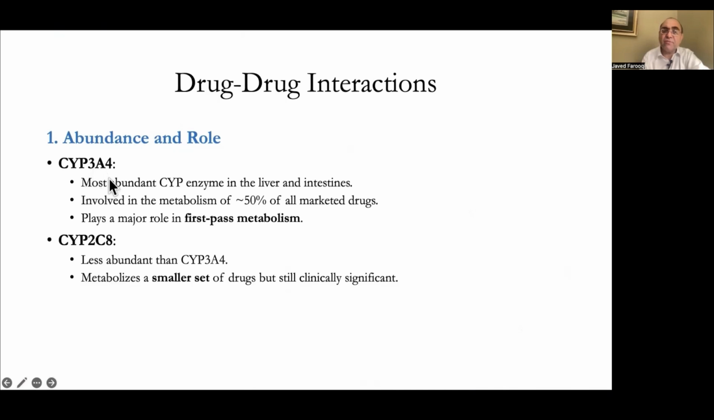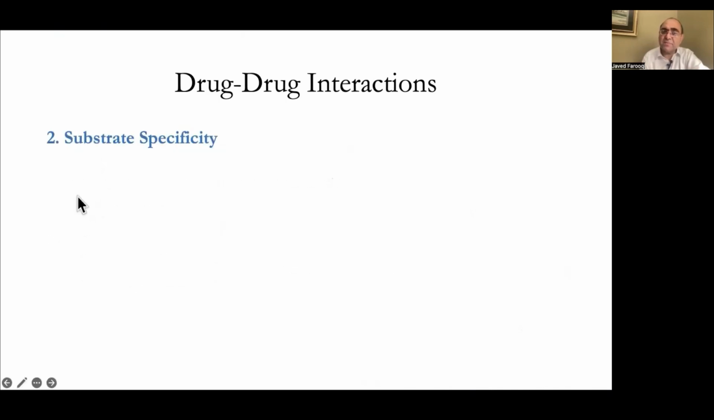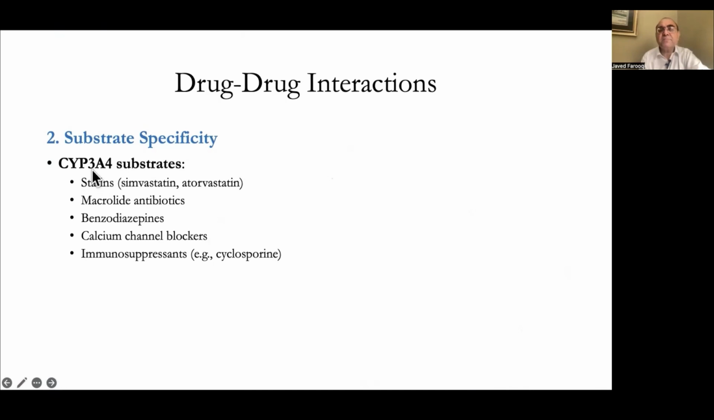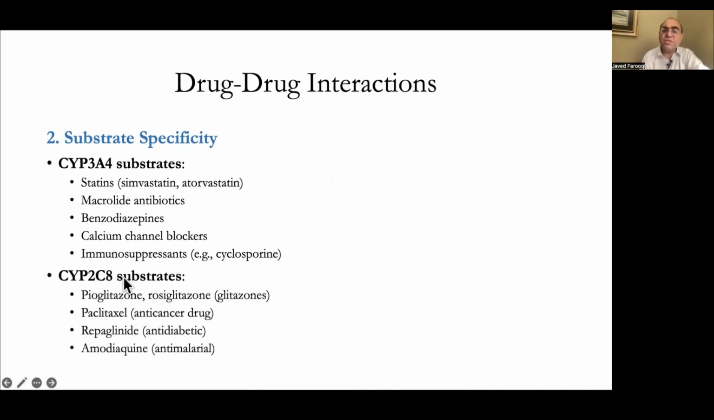As compared to CYP3A4, CYP2C8 is less abundant. It metabolizes a smaller set of drugs, but still clinically significant. The second difference is substrate specificity. CYP3A4 substrates are statins, simvastatin, atorvastatin, macrolide antibiotics, benzodiazepines, calcium channel blockers, and immunosuppressants, that is cyclosporine. While CYP2C8 substrates are pioglitazone, rosiglitazone, paclitaxel, an anti-cancer drug, repaglinide, an antidiabetic, and amodiaquine, that is the anti-malarial.